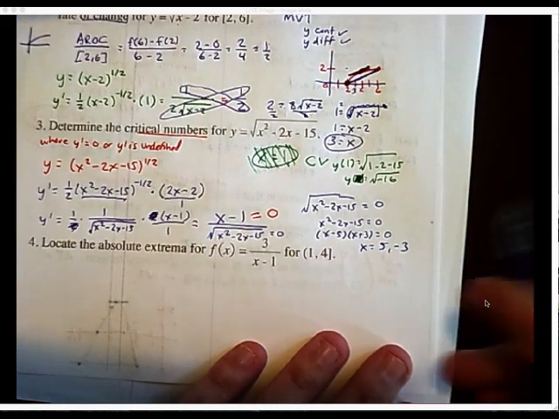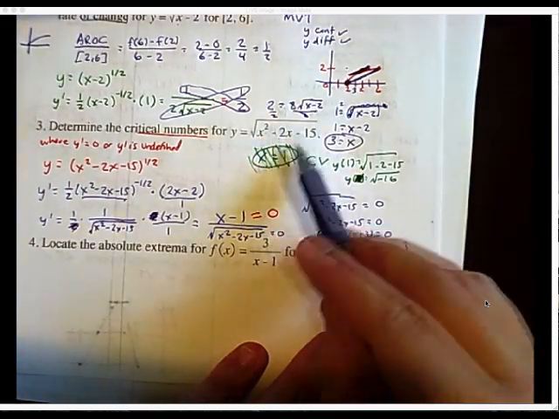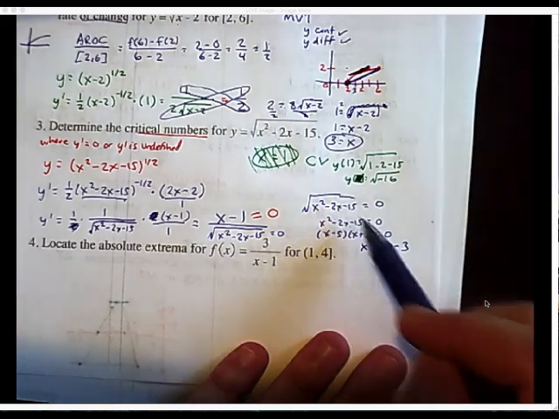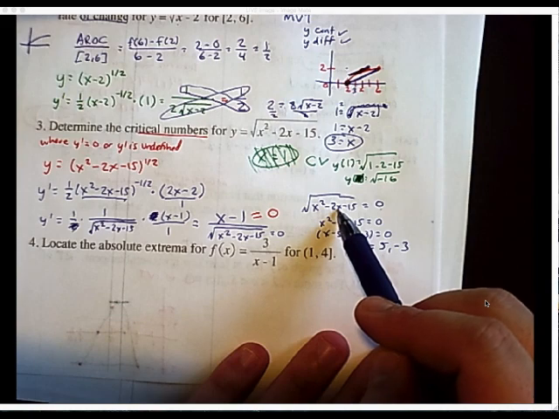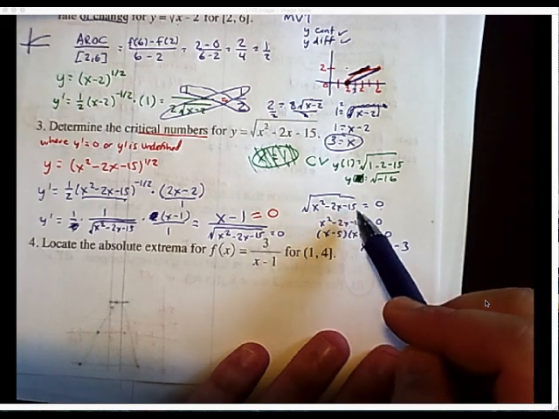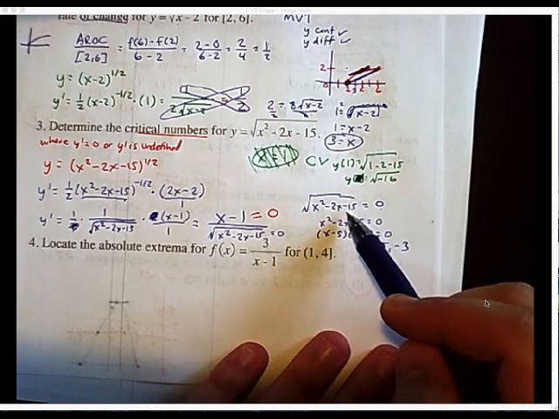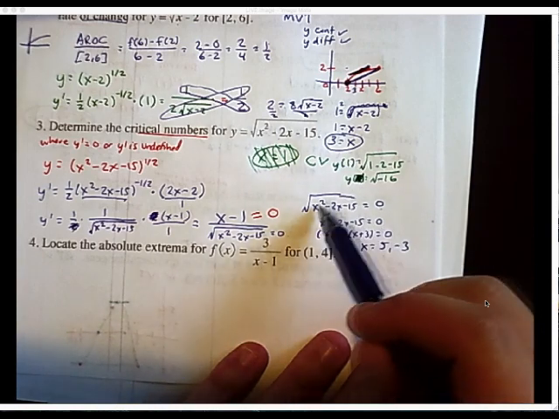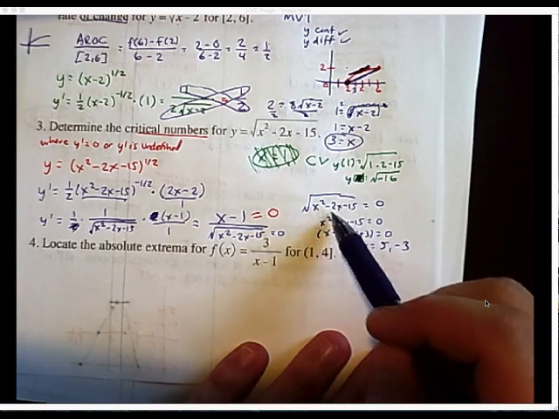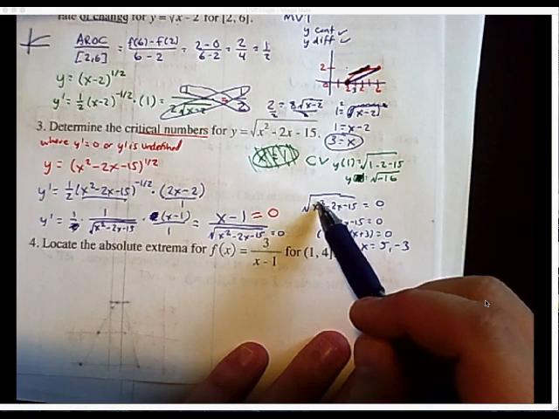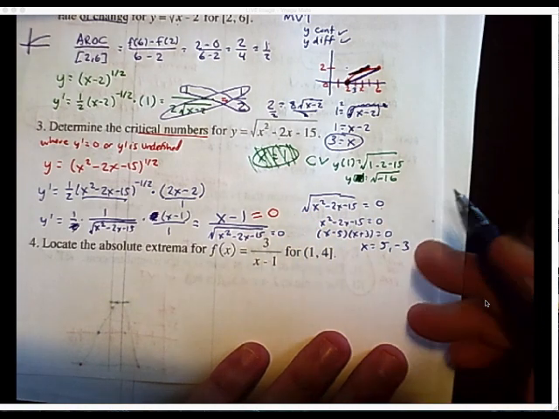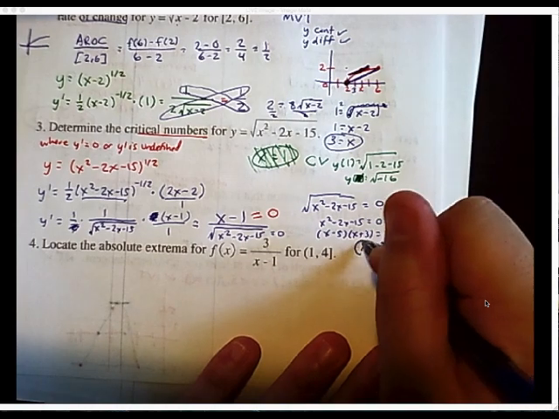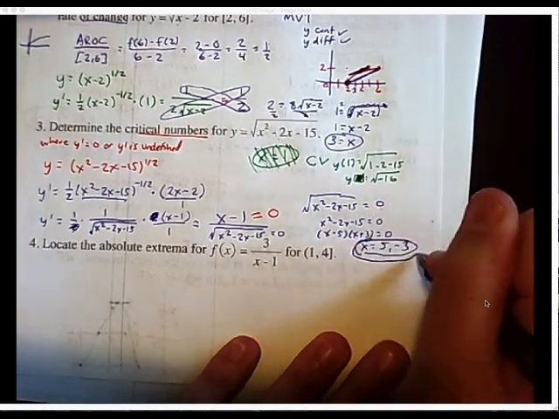Well, what would happen if I put 5 or negative 3 in here? We just figured out that for those two numbers, you should get 0. 5 squared is 25, 2 times 5 is 10, 25 minus 10 minus 15 is 0. Okay, that works out. Negative 3 squared is 9. Negative 2 times negative 3 is positive 6. 9 plus 6 is 15, minus 15 is 0. Square root of 0 is 0. Okay, so these are the 2 critical numbers.